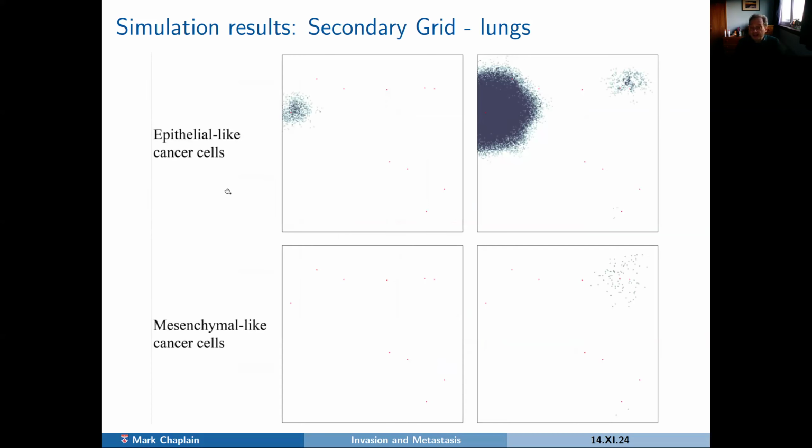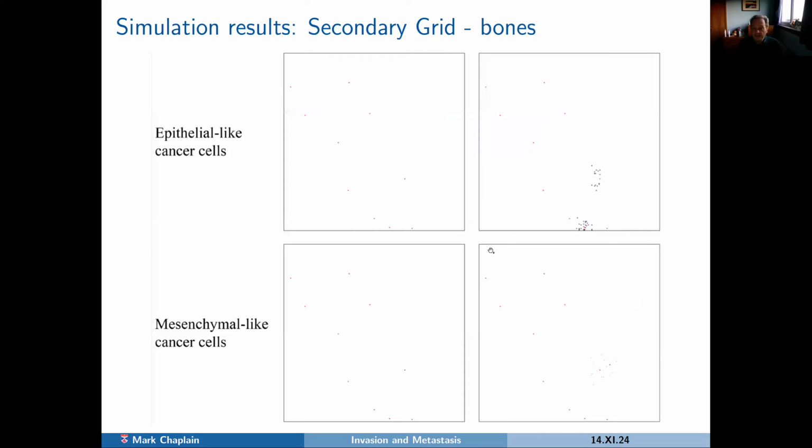Here is what happens in our lungs at a relatively early time in the process. We can see epithelial cells appearing in the lungs. This is a lung grid with random blood vessels on it. And then the mesenchymal cells appear at a later stage. Once the epithelial cells get into the lung tissue, they simply proliferate, so they create a little mass there. And then there's a bit of extravasation into this region here, and that brings along some more mesenchymal cells. And then the whole invasion process carries on in the lungs.